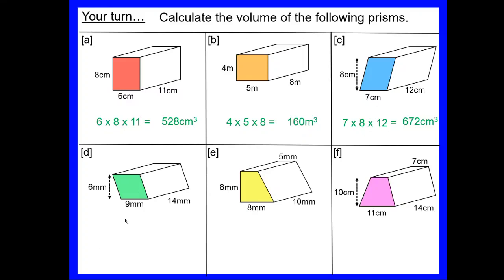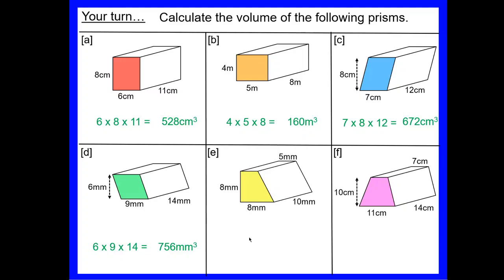Again, another parallelogram. So base times height for the area, 9 times 6, and multiply that by 14. So again, we can do it all in one go. So 6 times 9 times 14 is 756 millimetres cubed.